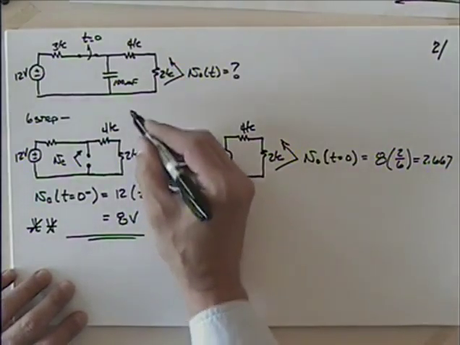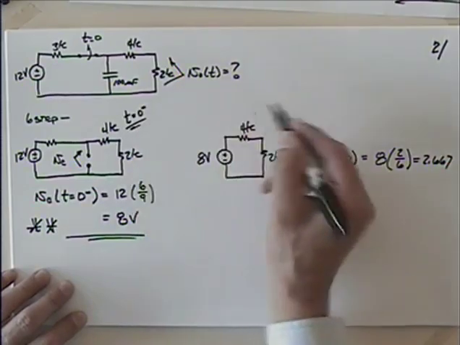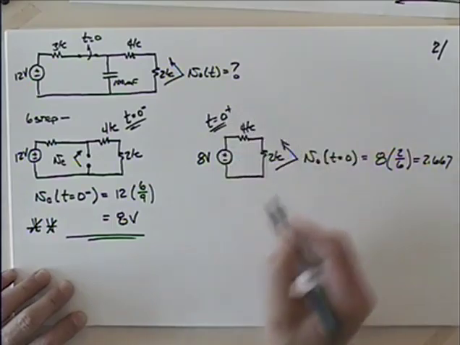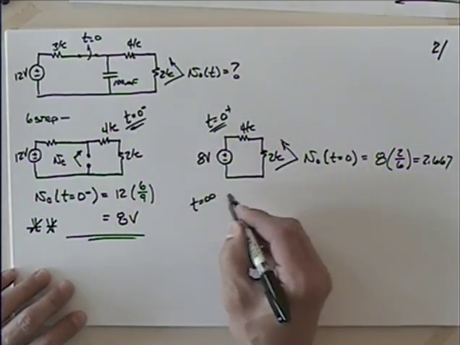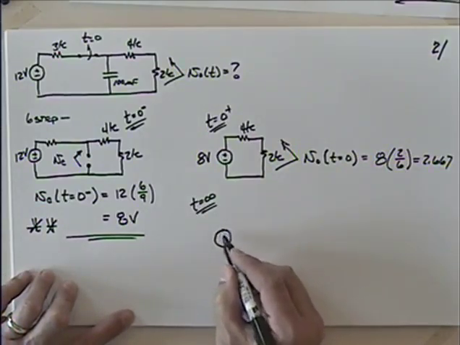Okay, so I mean, if we're keeping track of this, this is t equals 0 minus. This is t is equal to 0 plus. And now we need to look at t equals infinity. It goes to steady state. What's that going to look like?